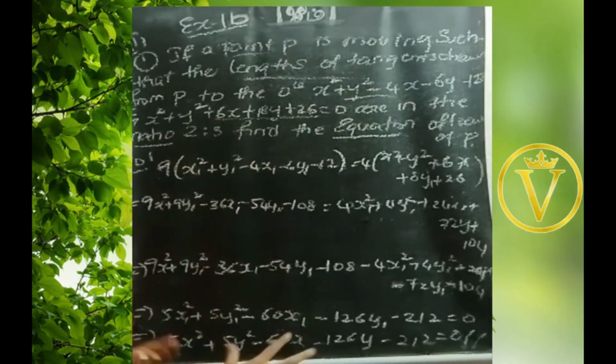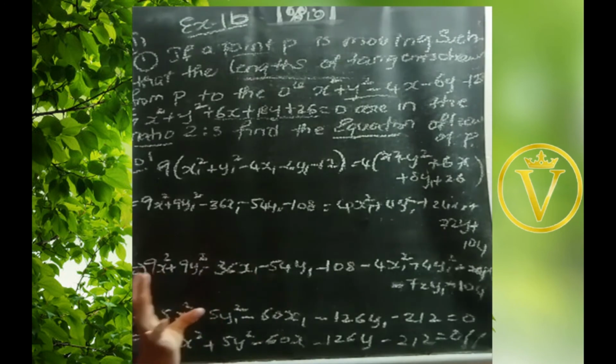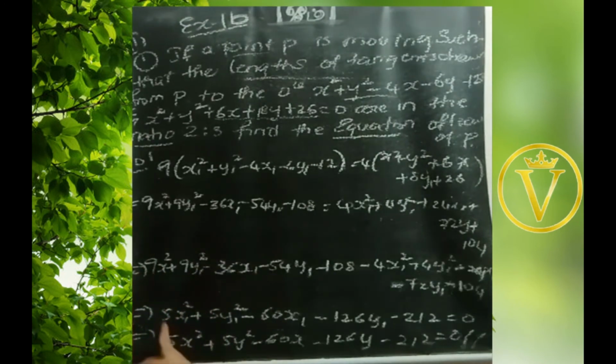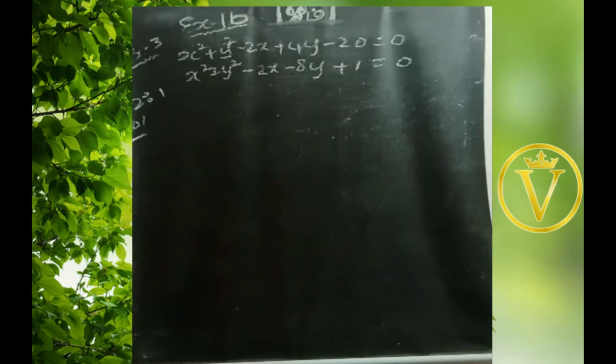Now while solving this, you will get the equation of the locus of a point. Whatever point you have taken, if you take x1 it means x1, and x means x. That's it. Now we'll go for another problem. This is one more problem, the same as the previous problem. This is example 3.